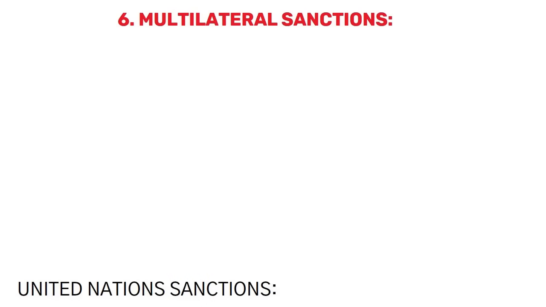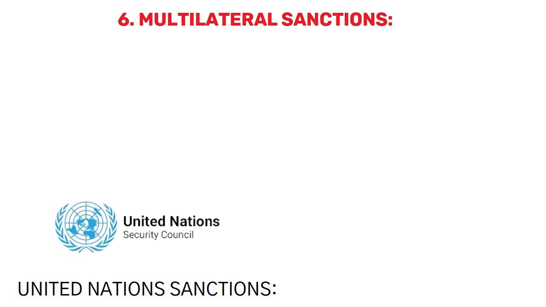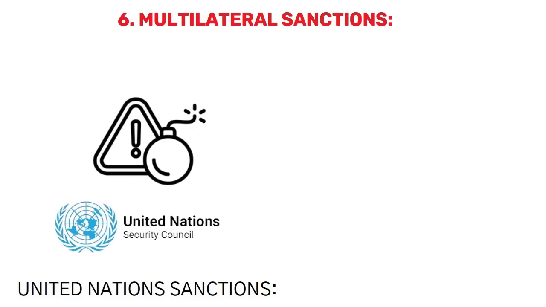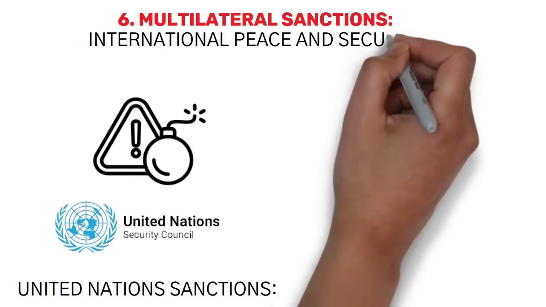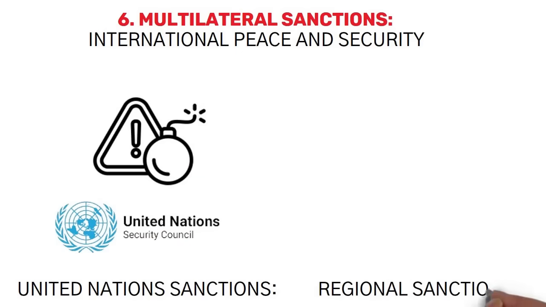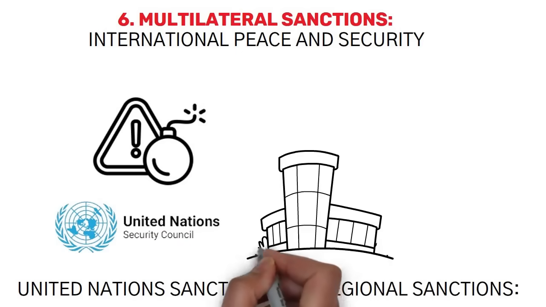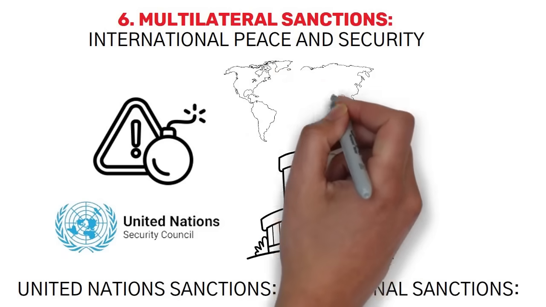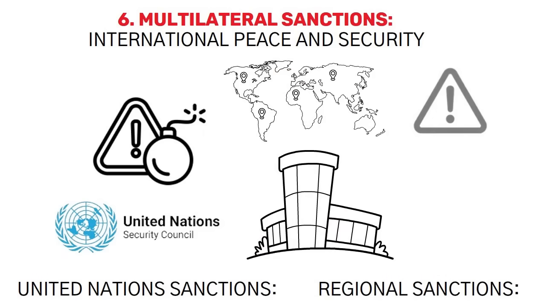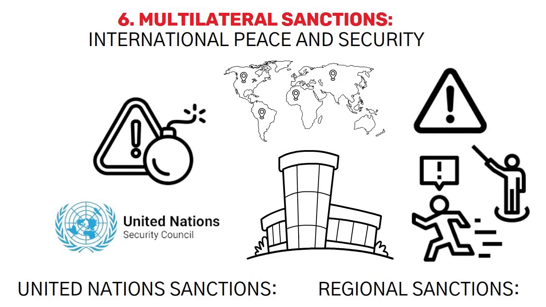6. Multilateral sanctions. United Nations sanctions, measures imposed by the United Nations Security Council to address threats to international peace and security. Regional sanctions, imposed by regional organizations or groups of countries to address regional conflicts, security threats, or violations of regional norms or agreements.